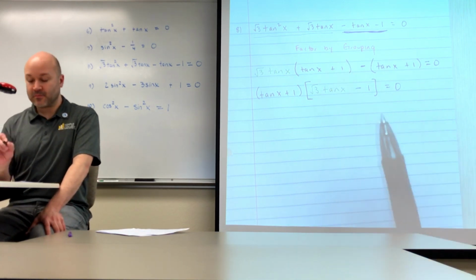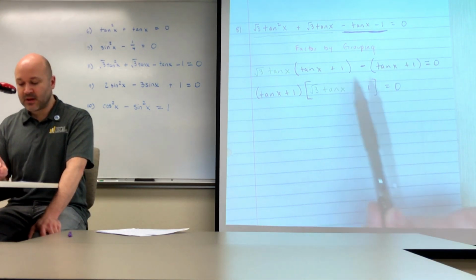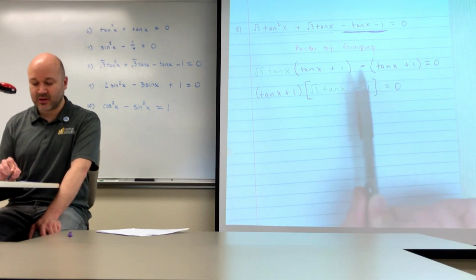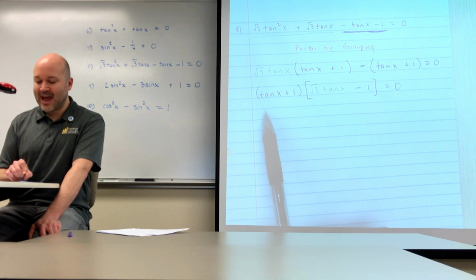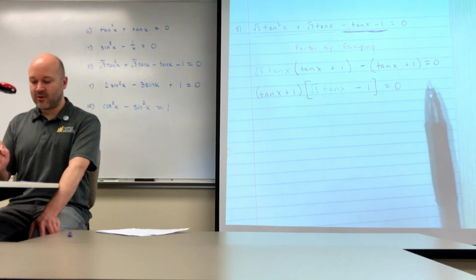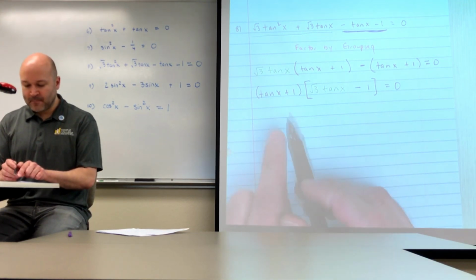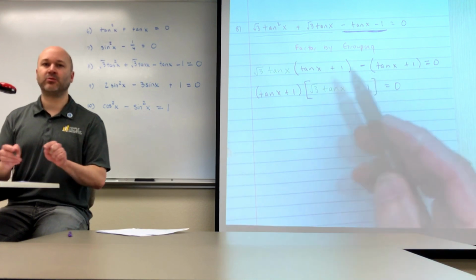Factor by grouping, we can try it when we have 4 terms. It worked because these two factors were the same, so I could continue with the process. And now I have 2 factors that when you multiply them together, they equal 0. So we can use this zero product property where we can set each factor equal to 0.